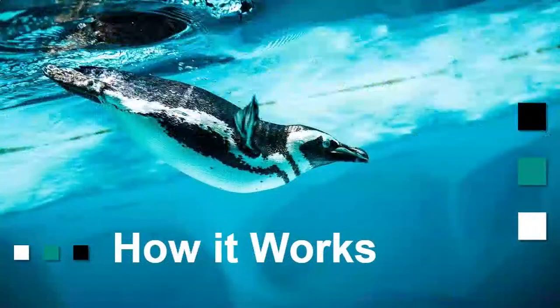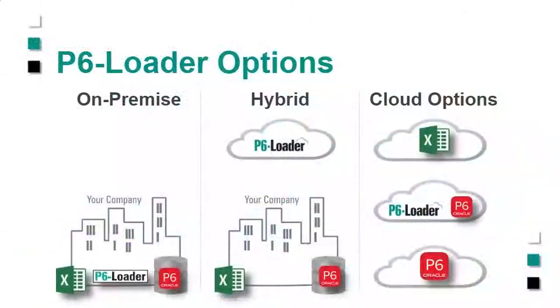So let's talk a little bit about how it works. So first of all, we have options as to how you deploy P6 Loader. The classic example is it's on-premise, which means that both P6 and P6 Loader are within your company's data center or your site trailer if it's small. And you basically just everything's right beside each other, everything works seamlessly.